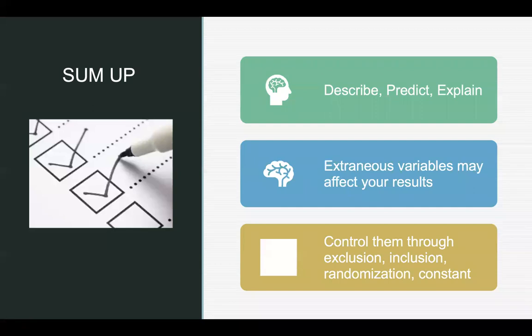And so, to sum up, we talked about describing, predicting, and explaining. We talked about extraneous variables that affect your result and how to control them through using exclusion or inclusion, randomizing, or holding things constant.